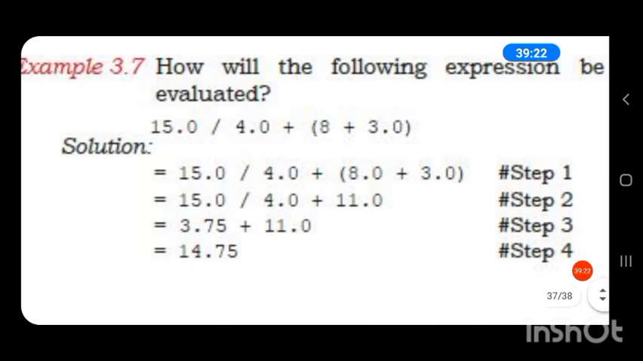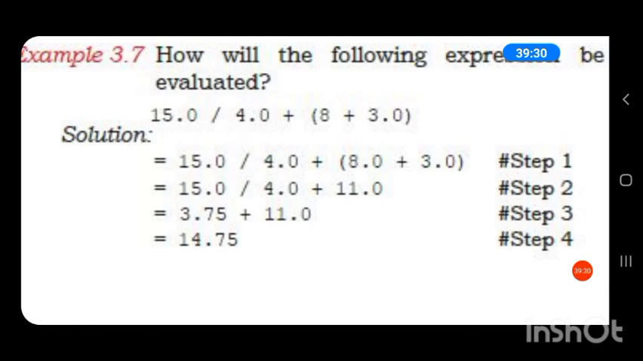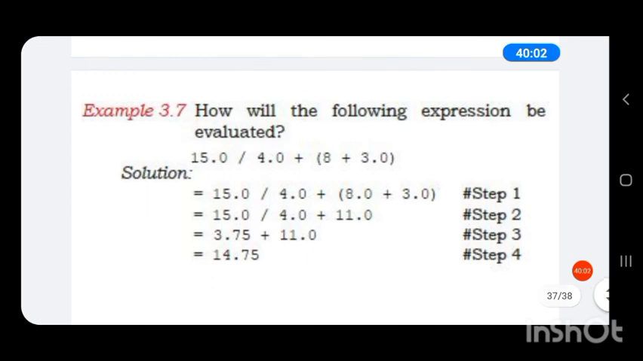So first we have to do the operation that is inside the bracket. We add 8 plus 3, that is 11. Then there are two operators, division and addition. Higher priority goes to the division operator. So 15 divided by 4 is 3.75. Then the next priority goes to addition. So 3.75 plus 11 equals 14.75. Like this, the expressions are evaluated in Python.